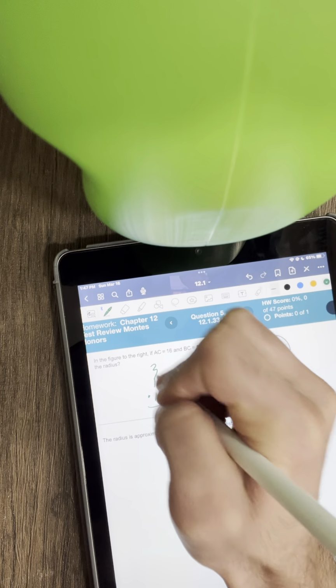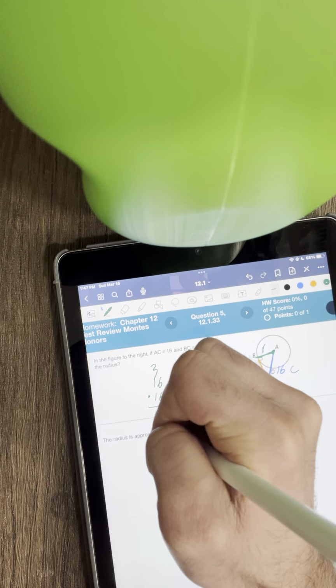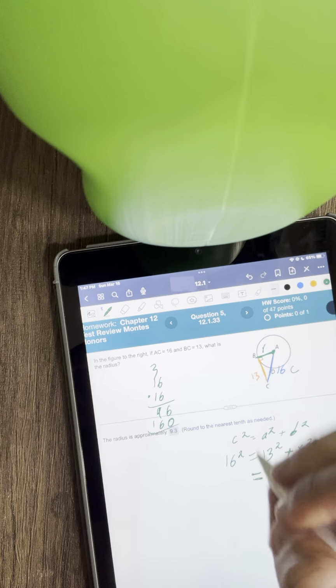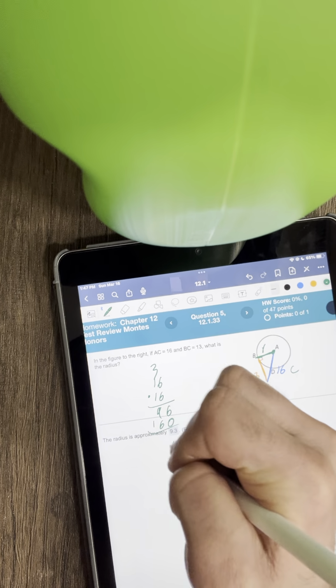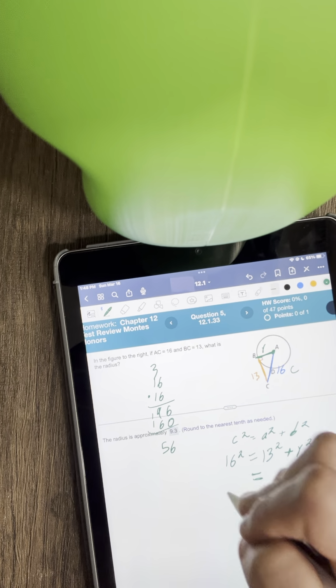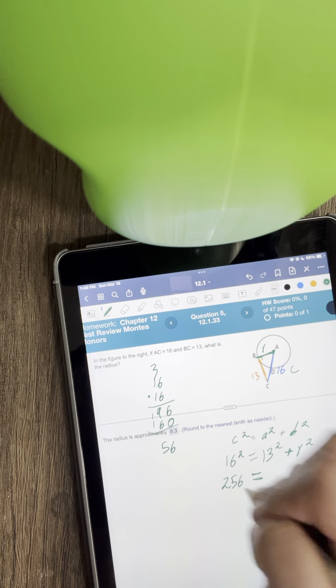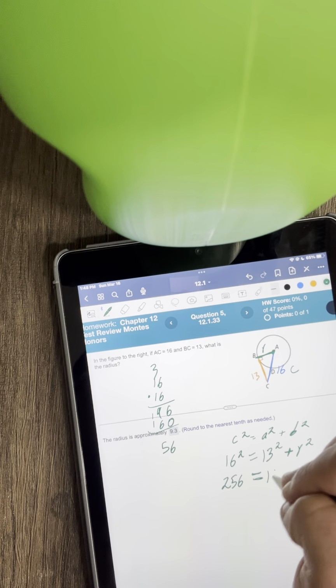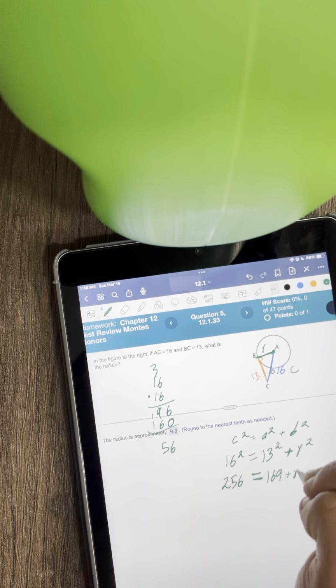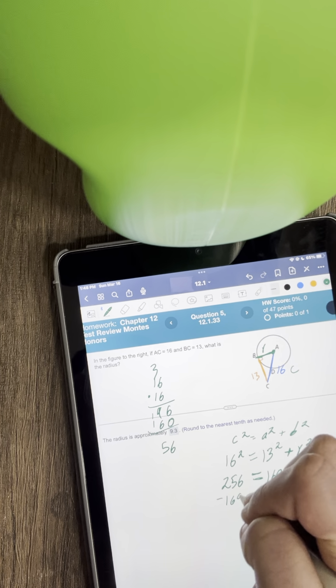256, I hope it is 256. 13 times 13 I know is 169. Plus r squared, minus 169, minus 169.